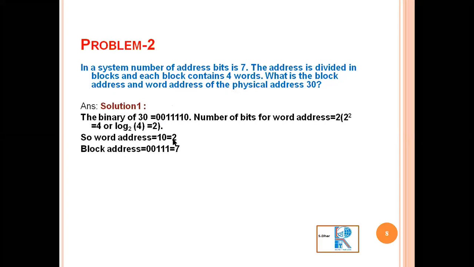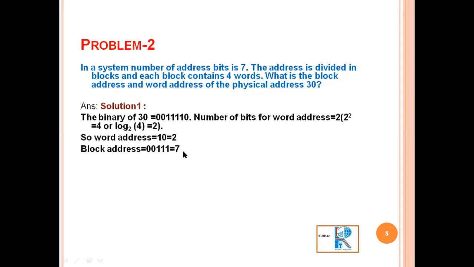And what is the block address? The remaining address will be the block address. So what is the remaining address? 00111, because 2 bits are required for the word, and the remaining bits, 00111, are for the block address. What is the decimal of this 00111? 7. That means if the physical address is 30 for this system, the corresponding block address will be 7. That means you have to go to block 7, and the word address will be 2.